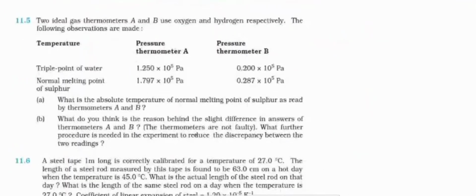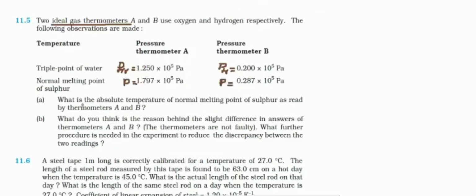Next, question 5. Two ideal gas thermometers A and B use oxygen and hydrogen respectively. They are ideal gas thermometers. The following observations are made. At the triple point of water, the pressure of thermometer A we can call PTR, and for thermometer B that also can be taken as PTR, the pressure at the triple point. Then at the normal melting point, the pressure we can take as P here, and here also P.